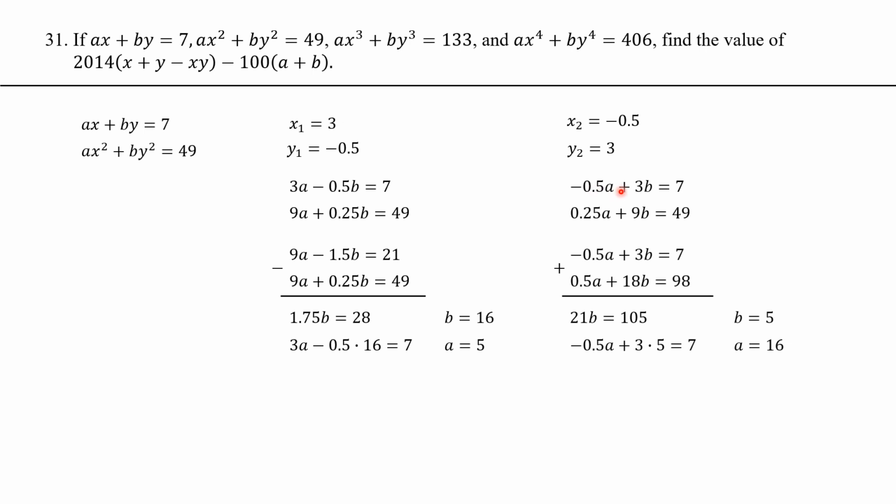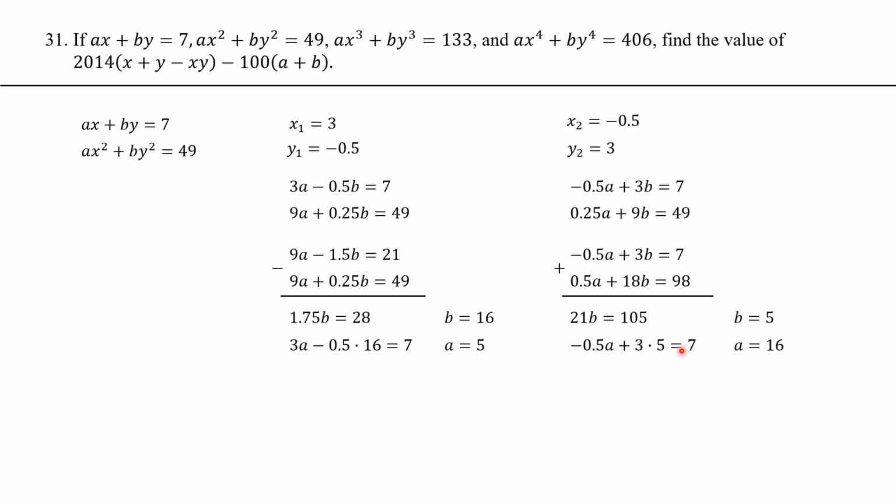Good. And I'm going to do exactly the same thing here. So I plug in x and y here. I get this set of equations. And in this case, I just multiply the bottom one by 2. So it becomes 0.5 plus 18b equals 98. And then I add them, and I find b to be equal to 5 and a to be equal to 16. Again, they're kind of mirror images of each other, right?